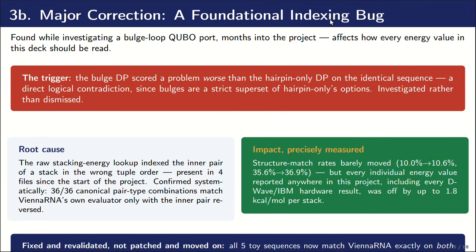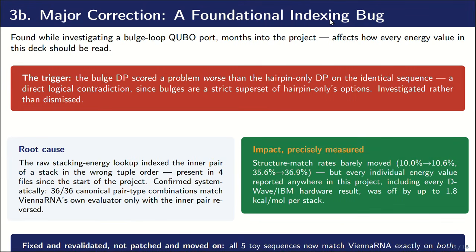I confirmed it systematically, not by inspection, by testing all 36 possible canonical base pair type combinations against ViennaRNA's own energy evaluated directly. Only 2 out of 36 matched with the old indexing. All 36 matched once I reversed it.